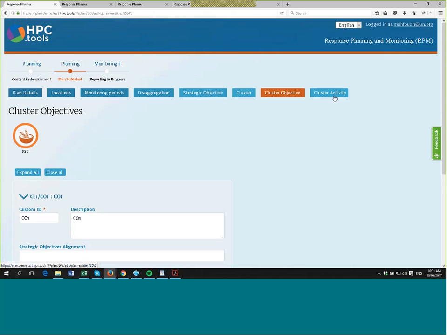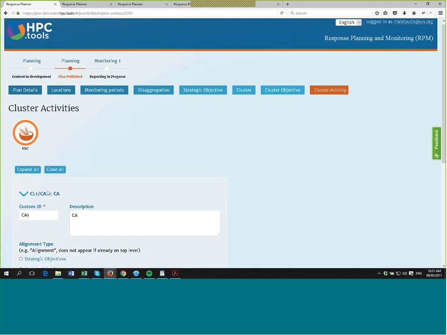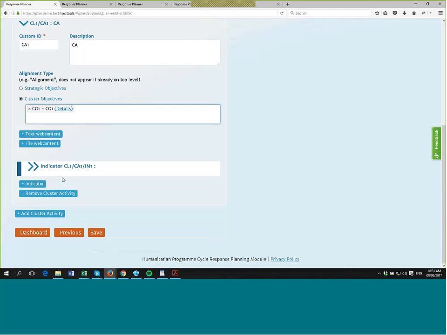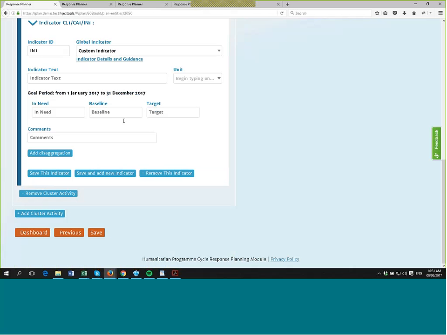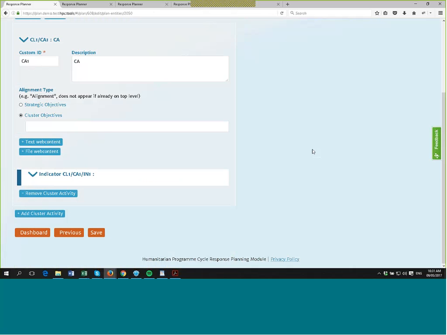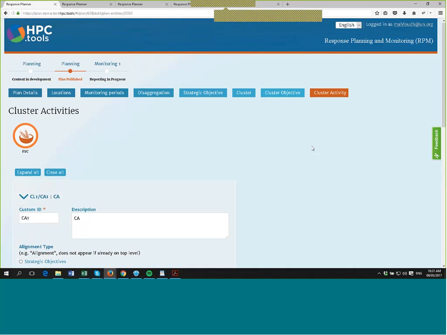So with the activities, it follows the same logic again. All you have to do is put in your activities, tick whether your activity supports the strategic objective or the cluster objectives, and then put in the indicator for that specific cluster. So it follows the same logic so that the user doesn't feel, oh, this is something new, I've never seen this before. And it creates quite a really good way of doing it.